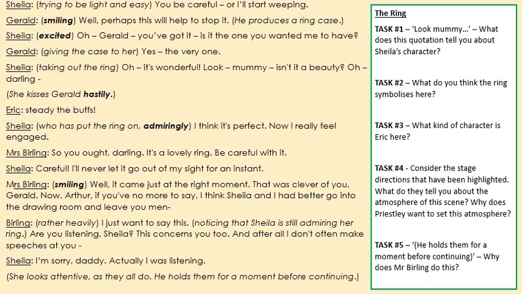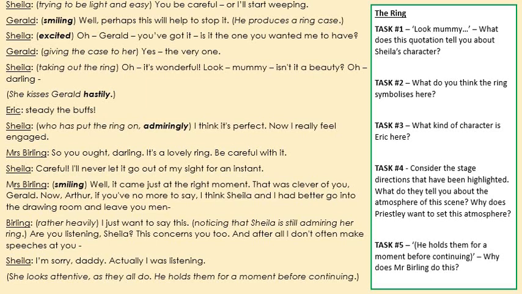Mrs. Burling smiles and says, "Well, it came at just the right moment. That was very clever of you, Gerald. Now, Arthur, if you've no more to say, I think Sheila and I had better go into the drawing room and leave you men." And Burling rather heavily responds, "I just want to say this. Are you listening, Sheila? This concerns you too. And after all, I don't often make speeches at you." And Sheila, sufficiently reprimanded, says, "I'm sorry, Daddy, actually I was listening." And he waits before he continues. I hope you appreciate my different voices in this time.